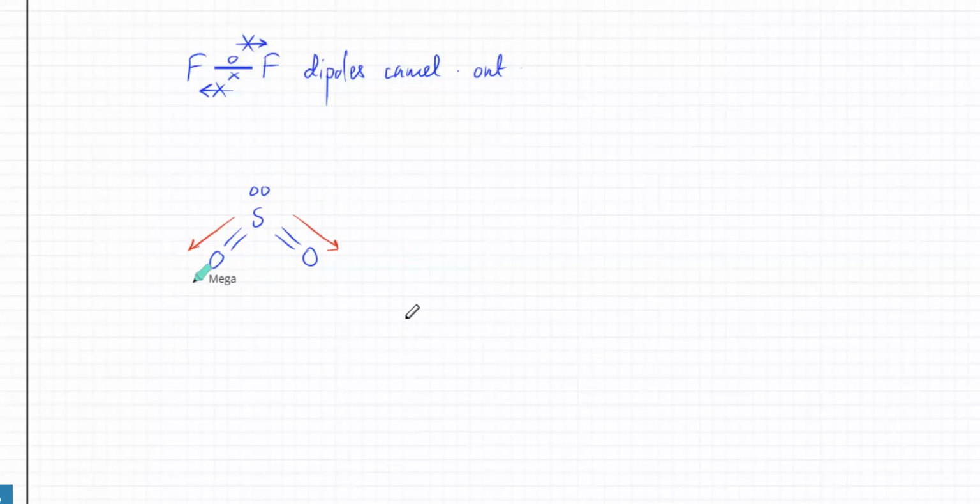This oxygen over here will get a slight negative charge, this oxygen over here will also get a slight negative charge, and the sulfur at the top will have a slight positive polarity, because the oxygens are trying to pull the electrons in one direction, downwards. So the dipoles are not cancelling out, and this molecule is going to have a dipole. Is that clear?